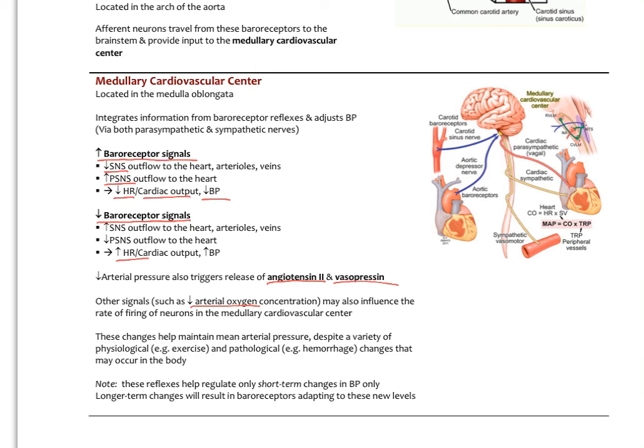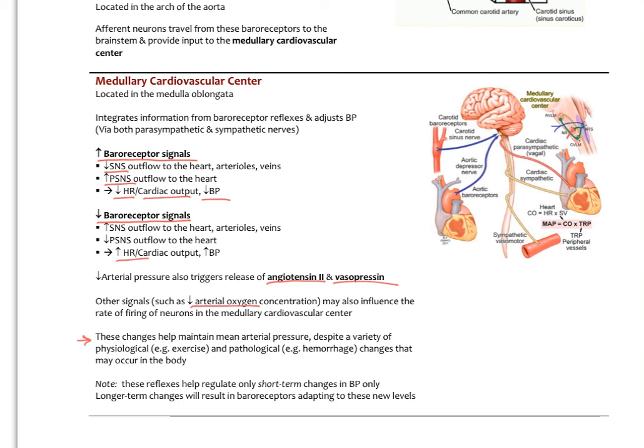So this center is also sensing oxygen levels. And all of these are integrated together, and they're going to help to maintain normal blood pressure, despite things like if you're exercising or if you have a fever or a hemorrhage, etc. So there's a constant integration of all this information to maintain a normal blood pressure under all those different changeable conditions.